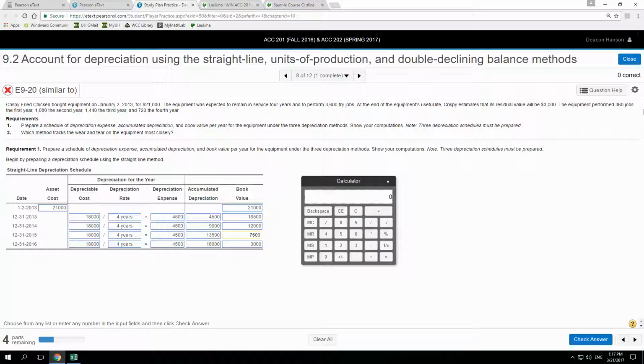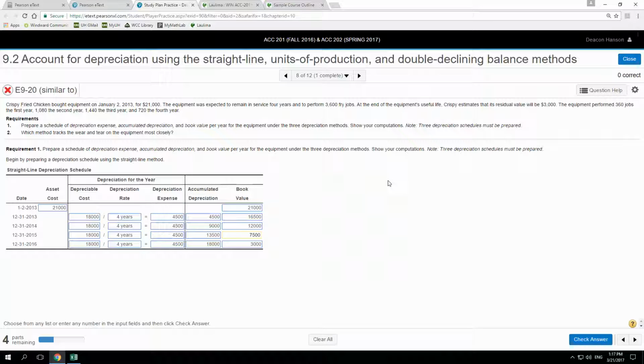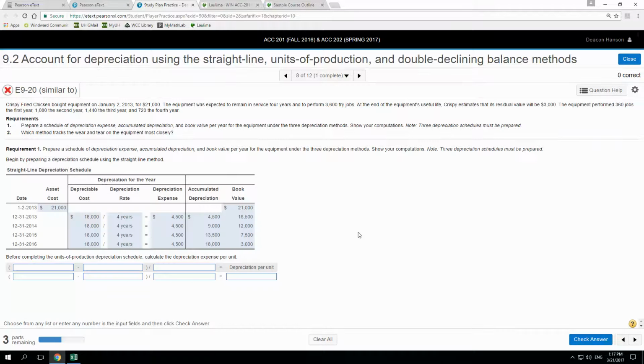And then finally, I went ahead and jumped ahead and figured out the 3,000 for you, but we'll do it again. 21,000 minus 18,000 equals 3,000. So from here, that's your schedule, right? You can schedule out your depreciation. You have a depreciation schedule that can be used throughout the life of the asset to help you do your bookkeeping on this.